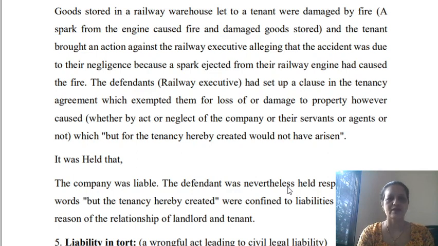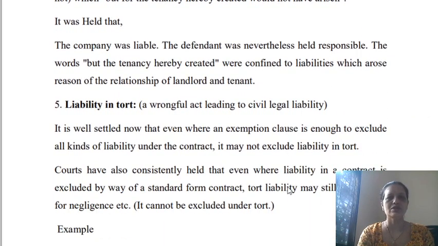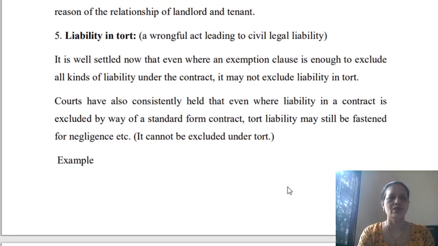The defendant had set up a clause in the tenancy agreement which exempted them from loss of or damage to property, however caused, which but for the tenancy thereby created would not have arisen. It was held that the company was liable. Even though there was an exemption clause, the defendant was held responsible. The words "but for the tenancy thereby created" were confined to liabilities which arose by reason of the relationship of landlord and tenant.